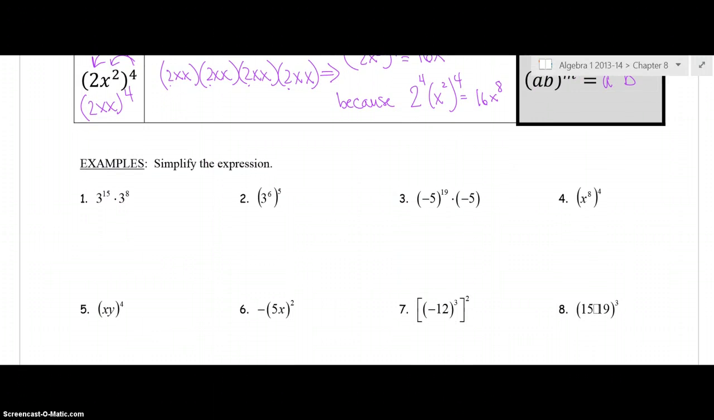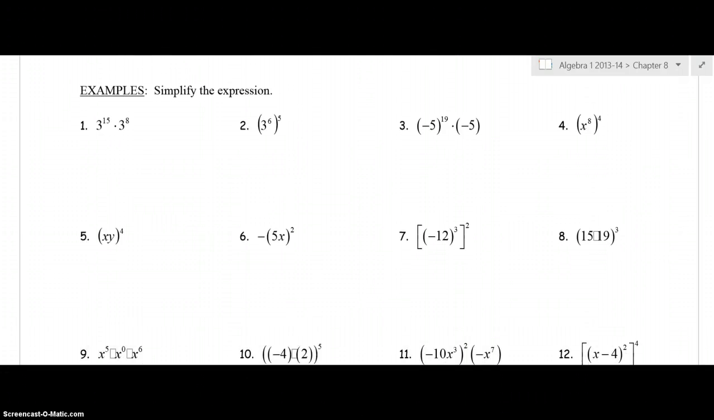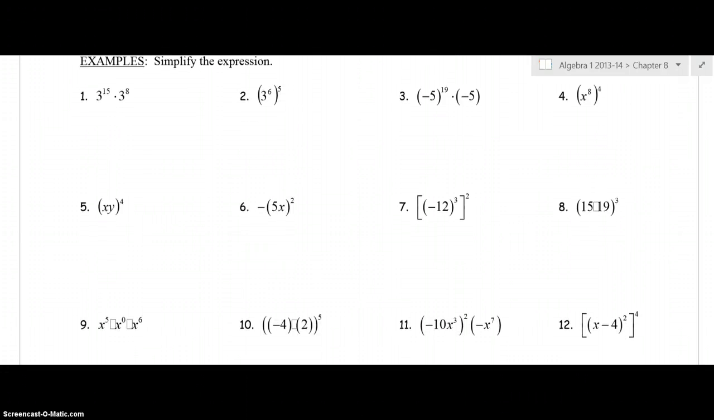Okay, so before we begin the next examples, I want you to look at 1 through 4 and just write add or multiply. So you're just determining which rule to use, add or multiply. So I'm going to keep the bases the same. I'm going to add the exponents. Keep the base the same. Multiply the exponents. Keep the base the same, which is -5.